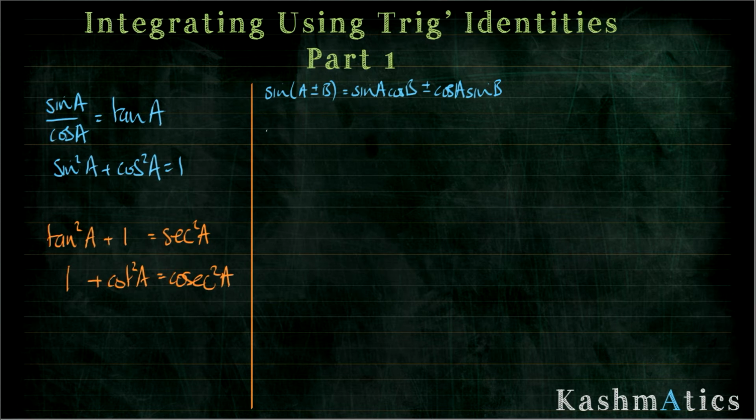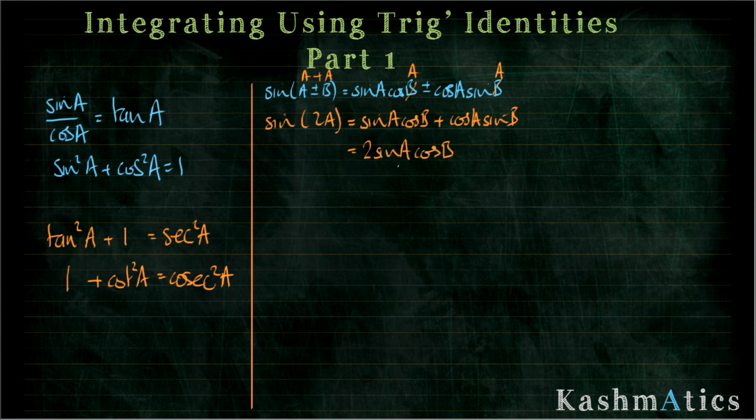Now, using this identity, what we're going to try and work out is what the sine of 2a is. In order to make sine 2a, this would have to be a plus a, which means my b gets replaced with an a, like so. So let's just write down the results so far. We've got sine a cos a plus cos a sine a. Both of these terms are the same term, just written the other way around. So what we've actually got is 2 sine a cos a. If you could write that in your notes, that would be brilliant.